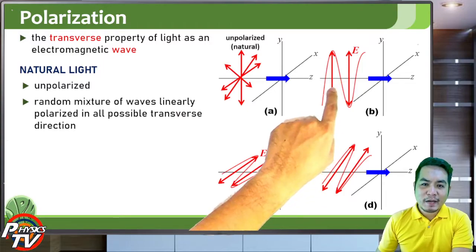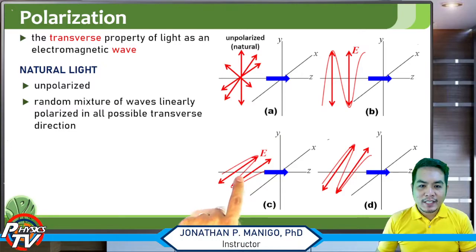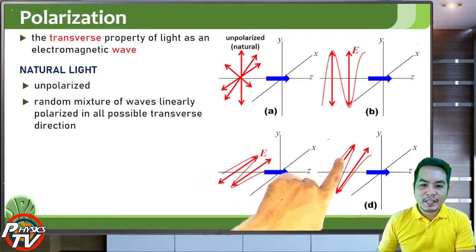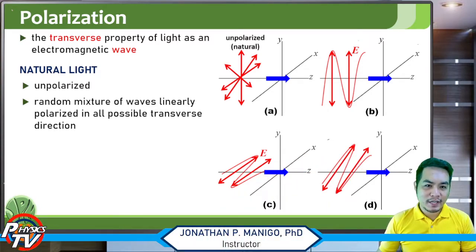Now, this is an example of light that is polarized along the vertical direction, or along the y-axis. This is an example of light that is polarized along the x-axis. And this is an example of light polarized in an xy direction.